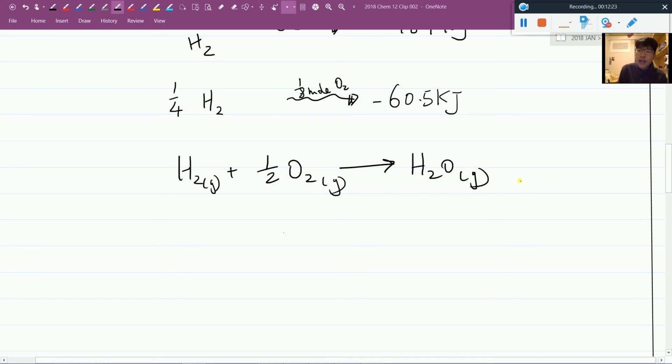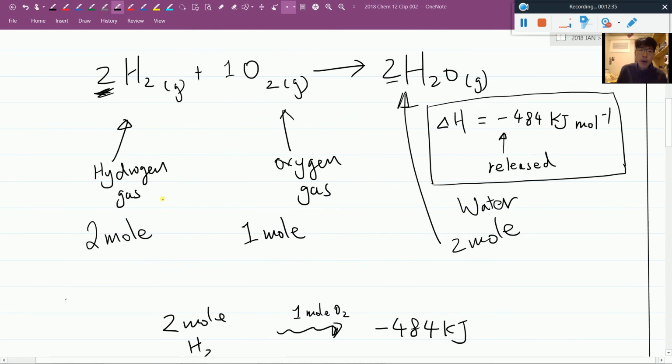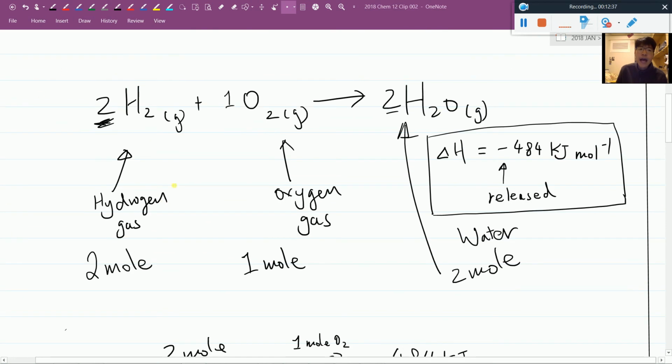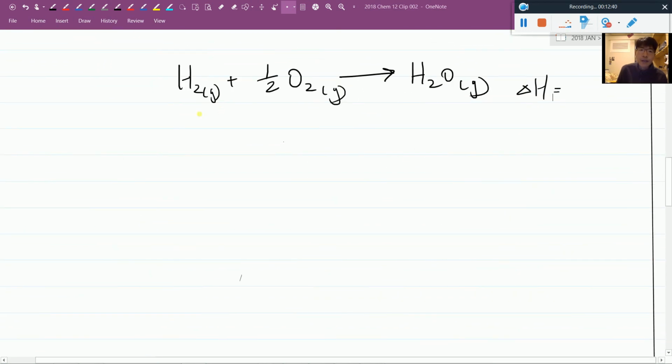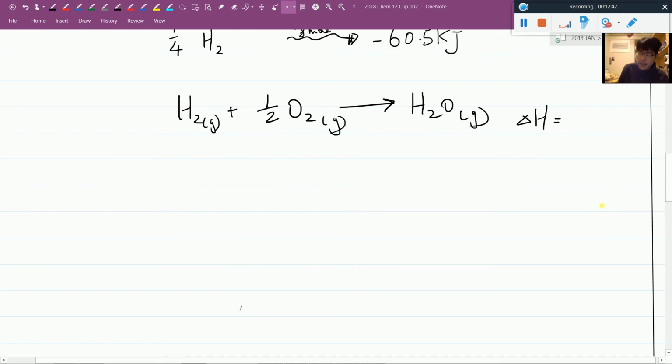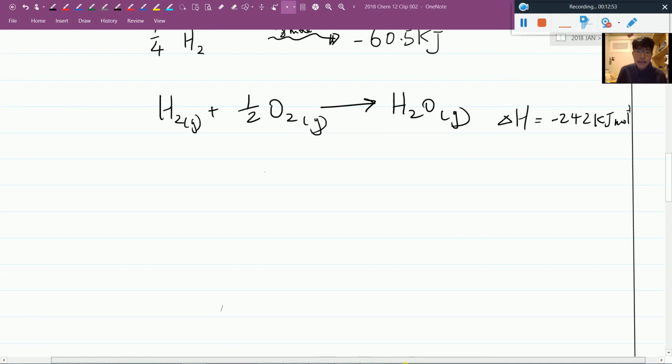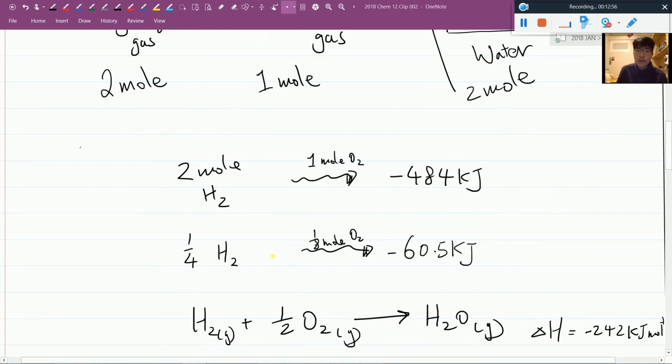However, when you look at hydrogen and oxygen gas, one thing you need to change is that the delta H would not be exactly the same, because compared with the one above, where we used 2 mole of hydrogen gas, now we only have 1 mole. Therefore, the delta H would be half of it. It's -242 kilojoules per mole. I hope everything is understood.